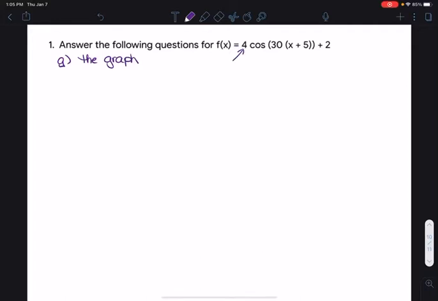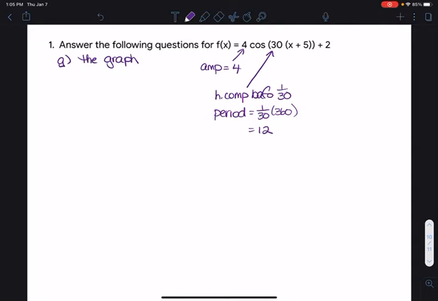This tells me that the amplitude is 4. This tells me that we have a horizontal compression by a factor of 1/30. So my period is usually 360, so it's going to be 1/30 times 360, which is 12. Now, that's important. So the graph is 12 long, and we know that important stuff happens every quarter period.